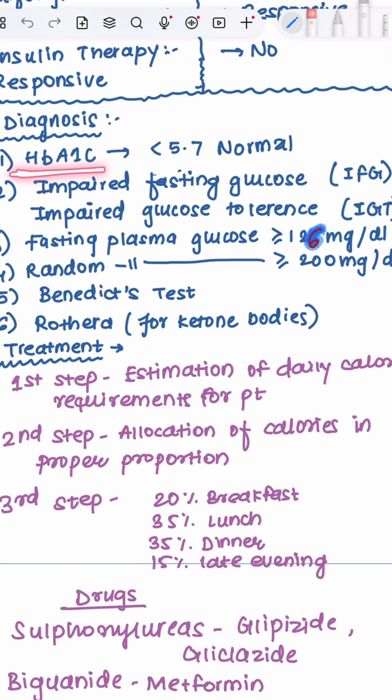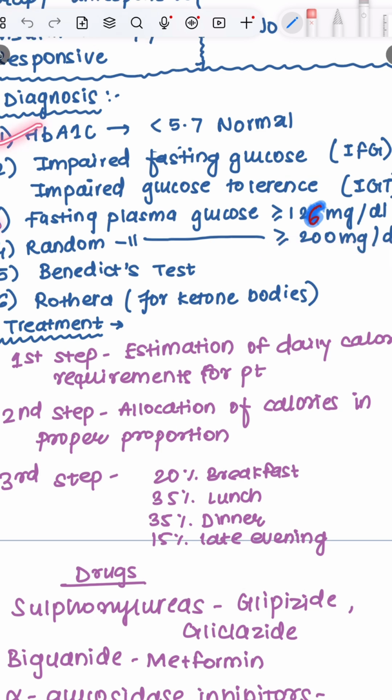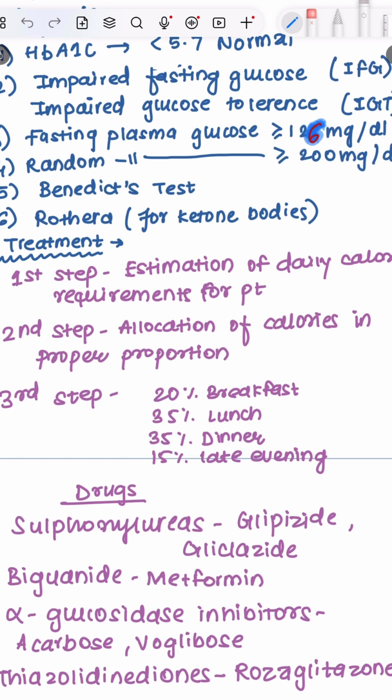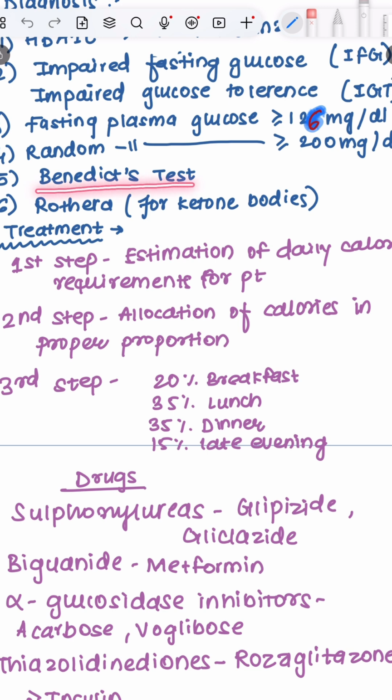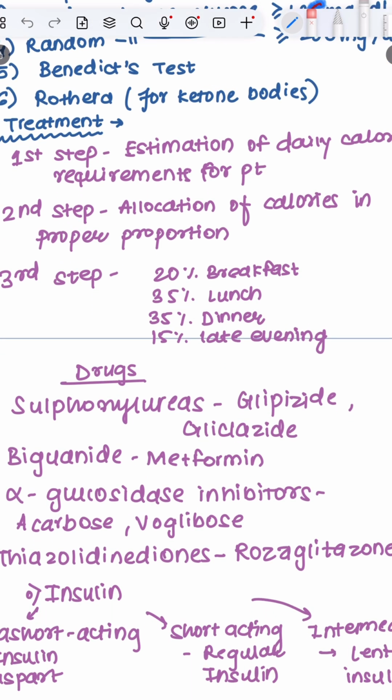Now for the diagnosis, we go for HbA1c testing. These are the normal values, and we go for impaired fasting glucose, impaired glucose tolerance, fasting plasma glucose, which is 126 milligram per dl, random plasma glucose, which is more than or equal to 200 milligram per dl, HbA1c, fasting plasma glucose, and random plasma glucose. These three factors you have to remember very nicely. After that, we have Benedict's test, which is done from the urine of the patient, and Rothera is also done for the urine for ketone bodies.